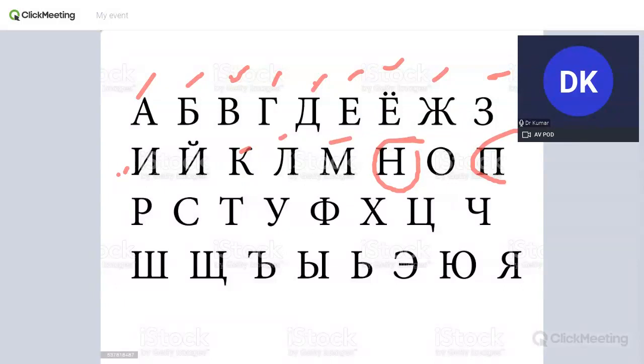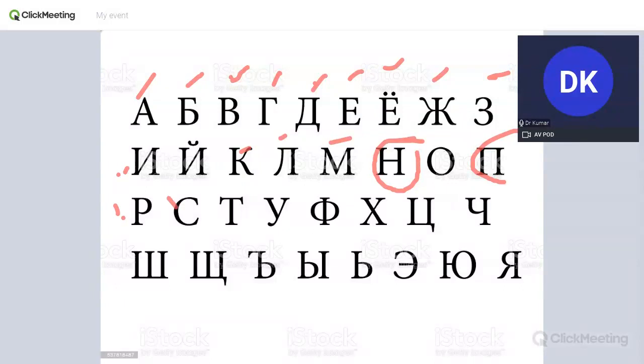So here we go. The next one looks like the English P, which in Russian is going to sound like R, the equivalent of the Russian R sound. R, R, R. Your tongue needs to vibrate. R.